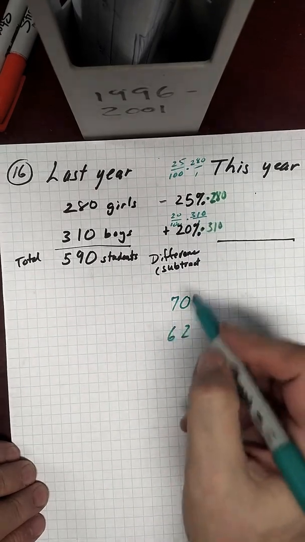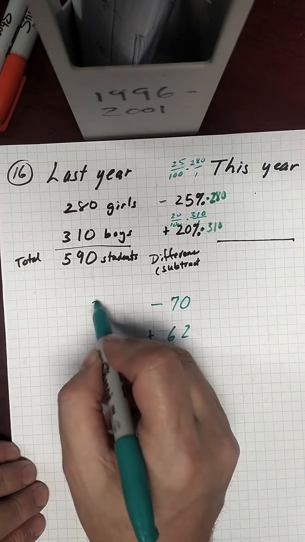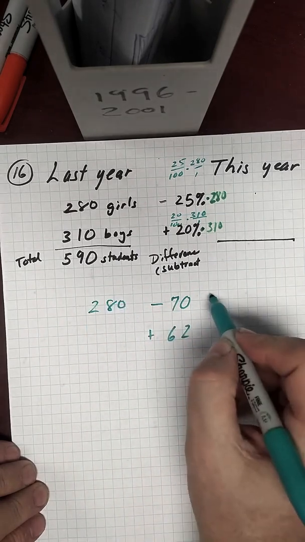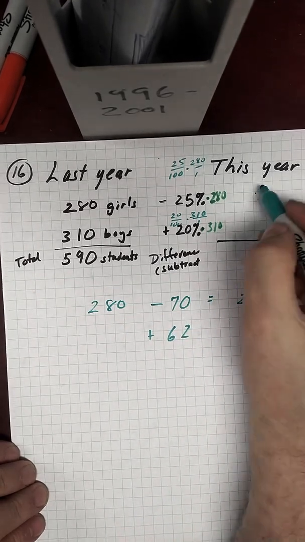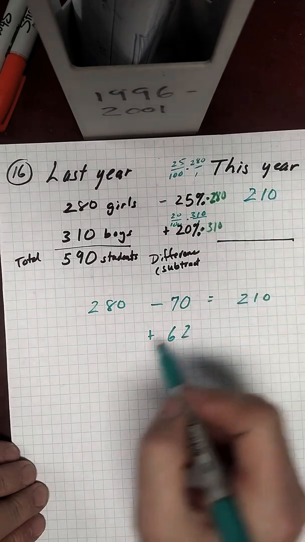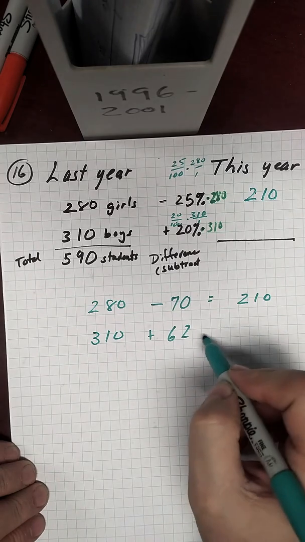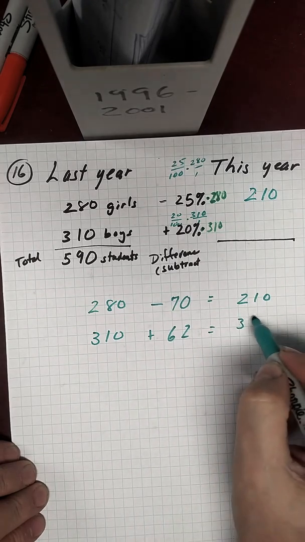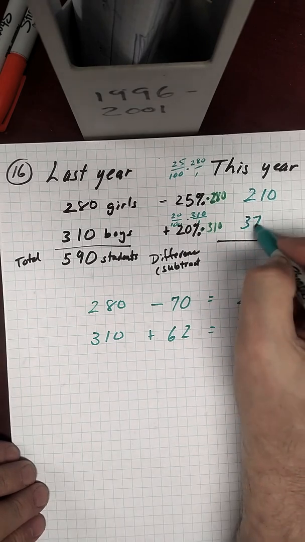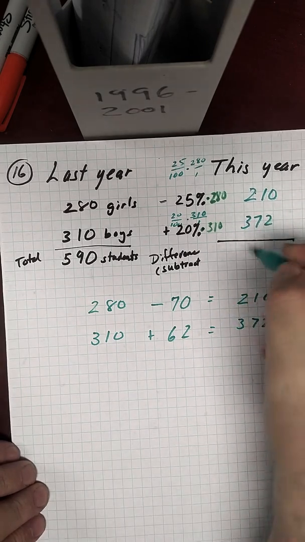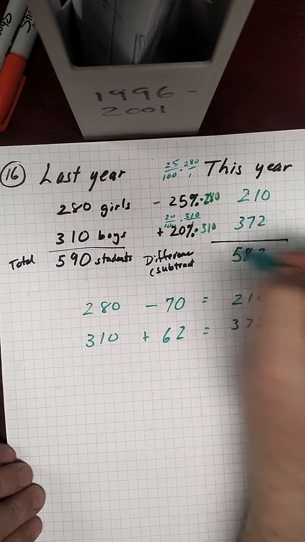Now remember, the girls decreased and the boys increased, and then we have to find out what they increased from. So 280 minus the 70 is going to be 210. So we have 210 girls this year. And then for the boys, we had 310, and we gained 62, so we're at 372 boys for this year. So now we have these two, we can find a total. So we have a 2 here, and 8 and 5, 582.